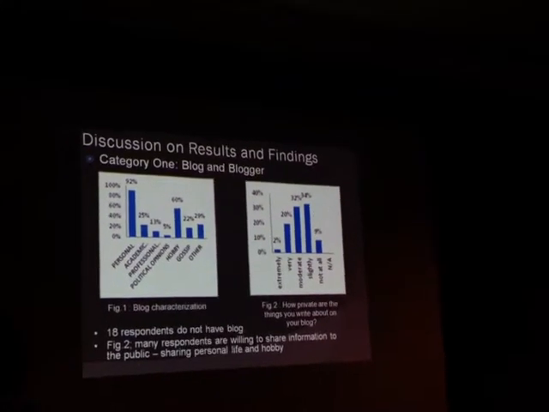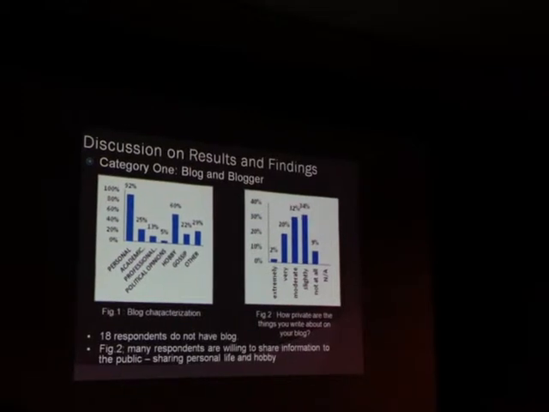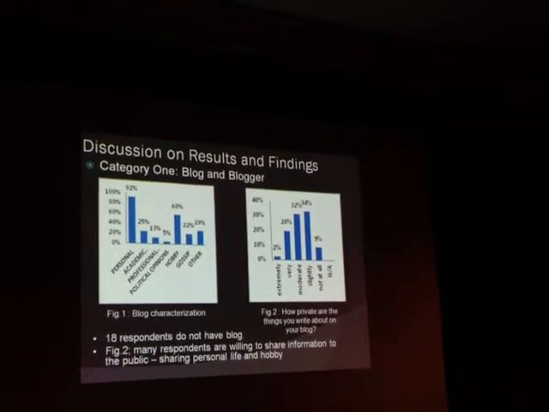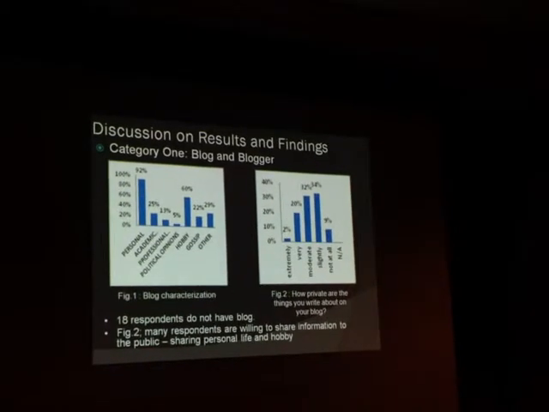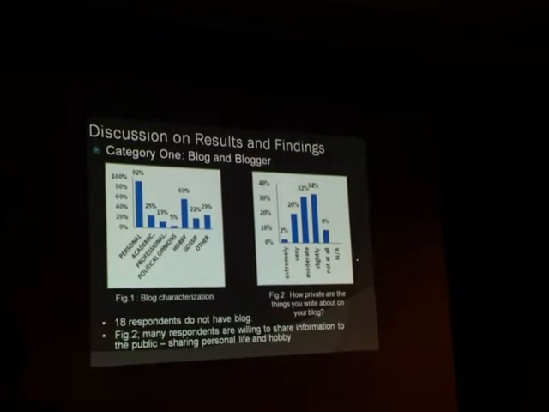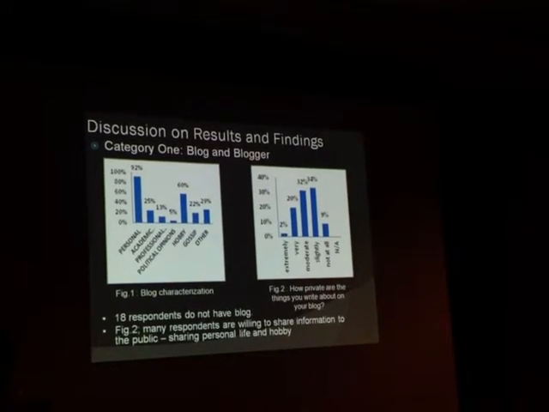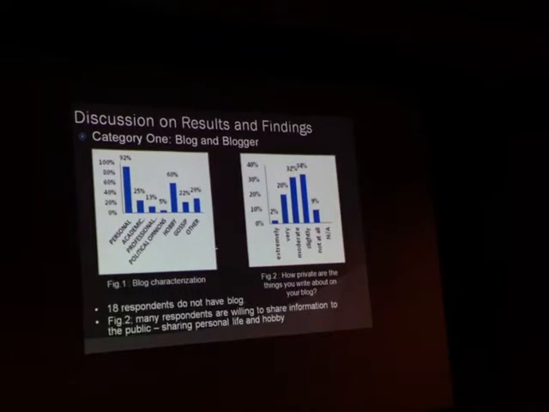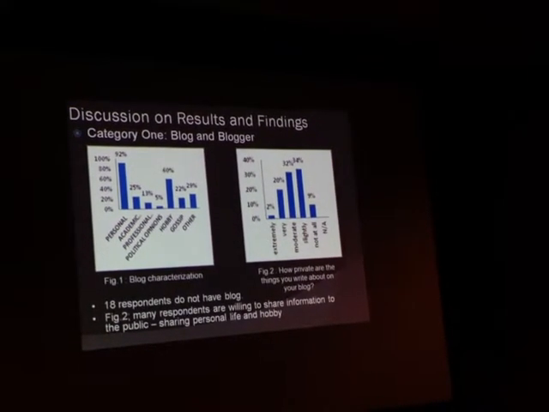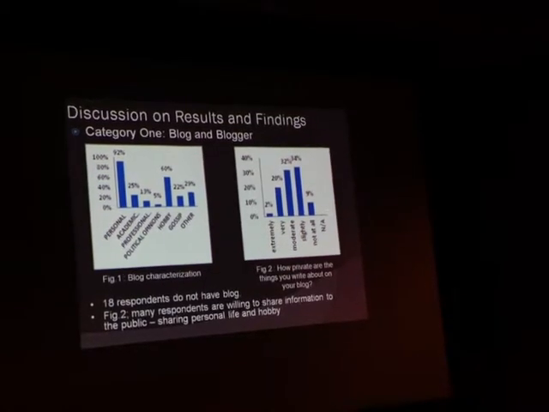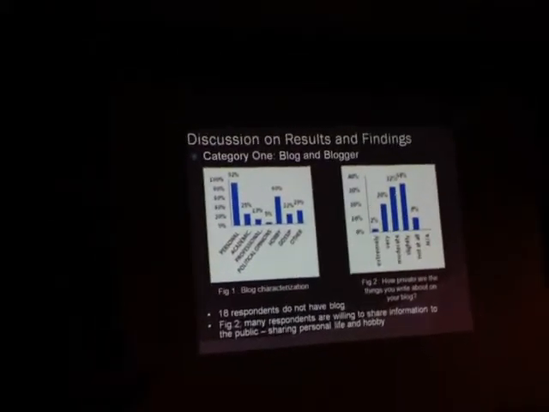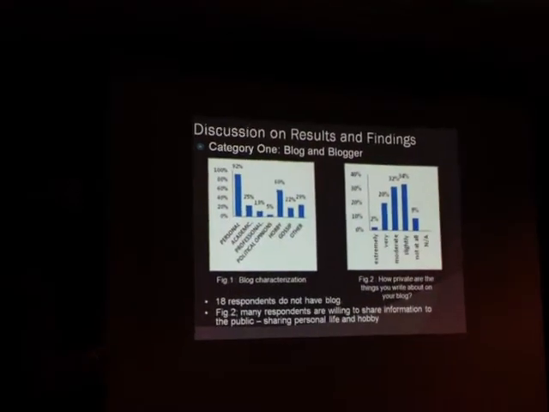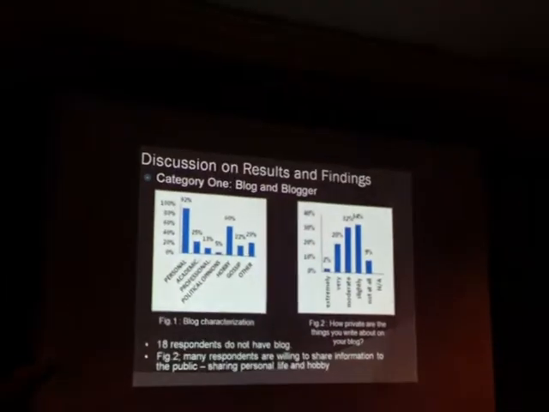Okay, and the discussion. For the blog characterization, most of the users have a personal blog and also a hobby blog. Here I also asked how private are the things you write about on your blog, because I want to know whether their blog is very open to people, or just slightly or moderately so. Most of them say they are slightly private, meaning they just open their blog to people, even though 92% of the blogs are in the personal category.